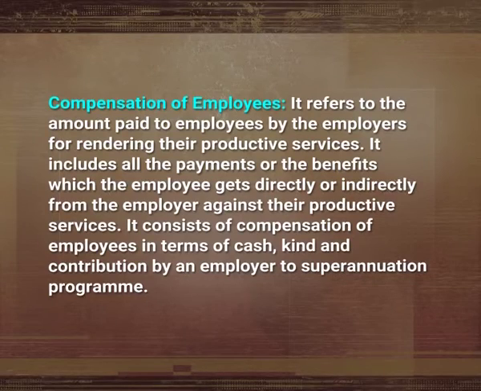Components of national income. Following are the components of national income. Compensation of employees. It refers to the amount paid to employees by the employers for rendering their productive services. Includes all the payments or the benefits which the employees get directly or indirectly from the employer against their productive services. It consists of compensation of employees in terms of cash, kind and contribution by an employer to superannuation programs.